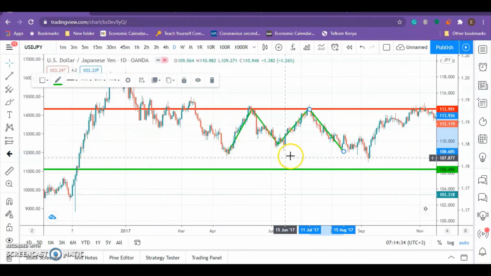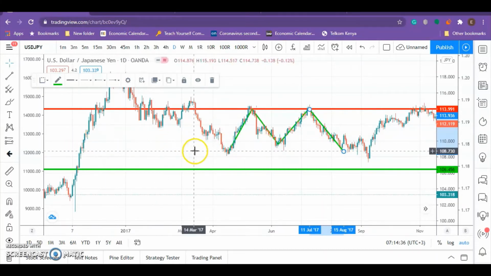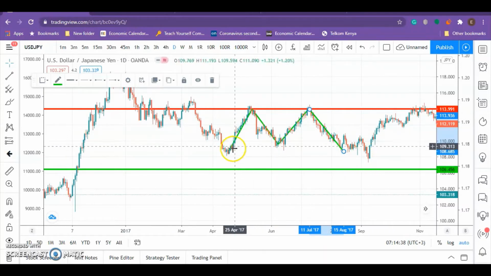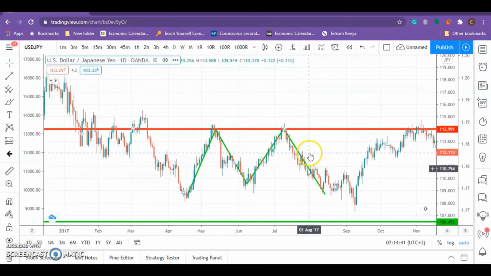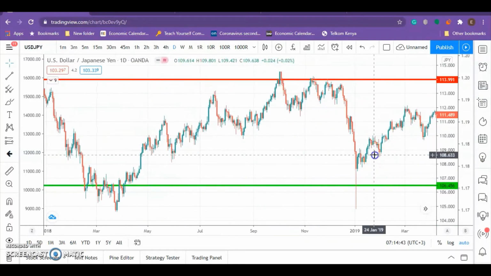You can see those are second support right on this level, because of these points. So basically, that's how we trade.